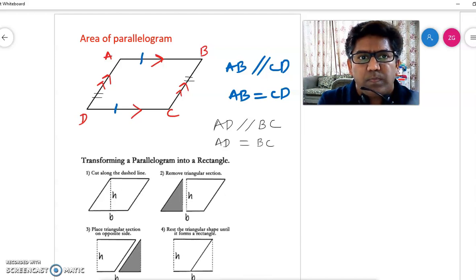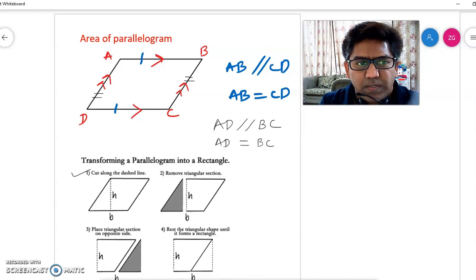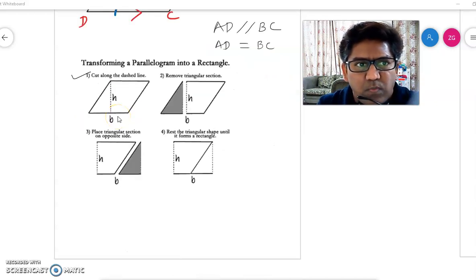So now let's have a look how a parallelogram can be transformed into a rectangle. Now if you look at this diagram number 1 here, this parallelogram, when you cut along this dashed line and you translate this triangle and bring it to the right side, this triangle, when it comes here, looks somewhat like this, and when you combine the two shapes, it becomes a rectangle. So when you cut out this triangle and place it to the right, it becomes a rectangle.